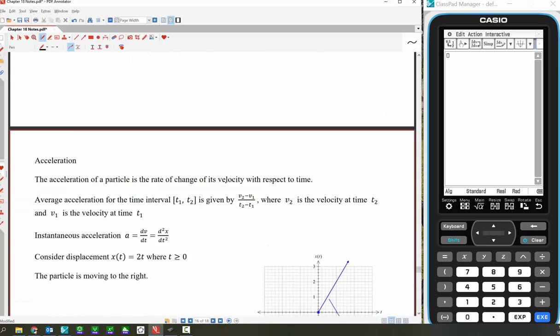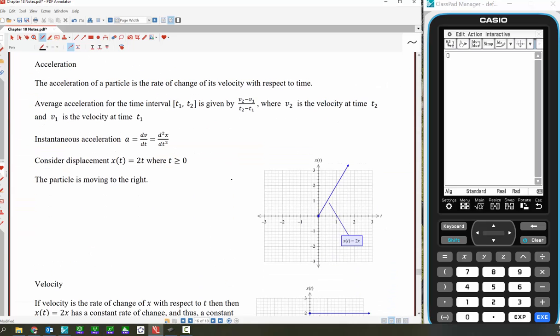Okay, we finally finish on acceleration. Acceleration is the rate of change of velocity with respect to time, so we're looking at how the velocity is changing. The average acceleration is given by the change in velocity with respect to time, so this again is just the gradient formula. We can also get the instantaneous acceleration by taking the derivative of the velocity function. The acceleration function is the derivative of velocity with respect to time, or the double derivative of the position with respect to time.